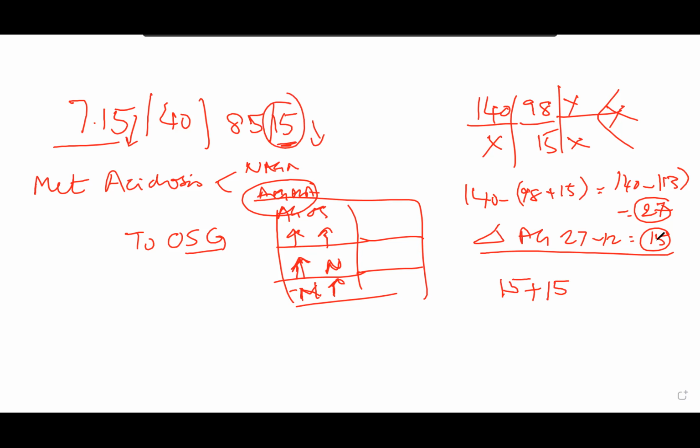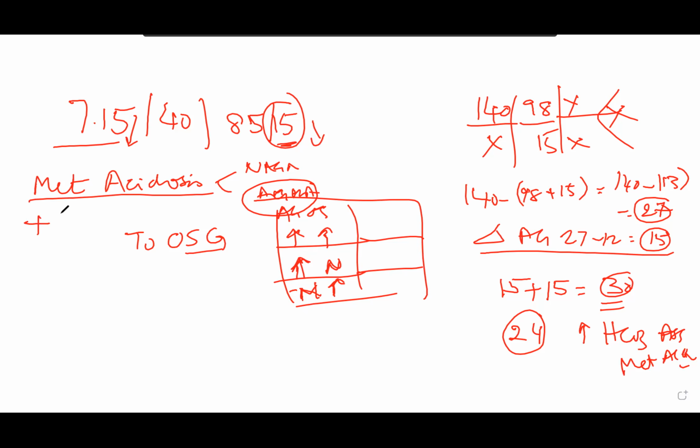Observed bicarbonate is 15, and the expected change in the anion is 15. So the calculated total will be 30. Is this 30 more than 24 or less than 24? It is much more than 24. If it is more, there is excess bicarbonate, which means there is an associated metabolic alkalosis. So the diagnosis here is metabolic acidosis plus associated metabolic alkalosis.